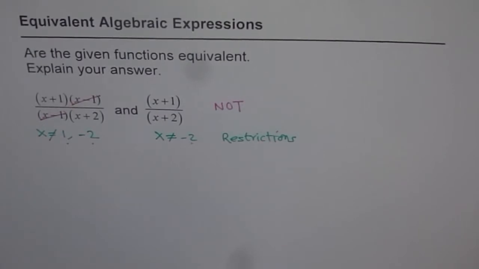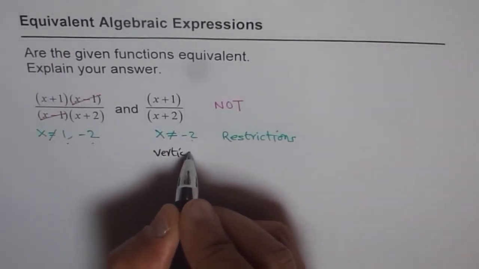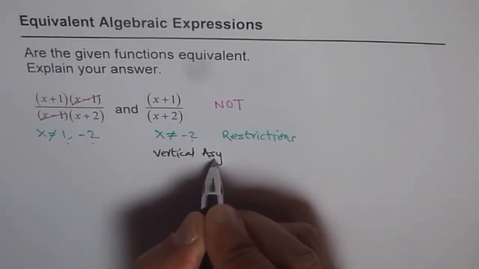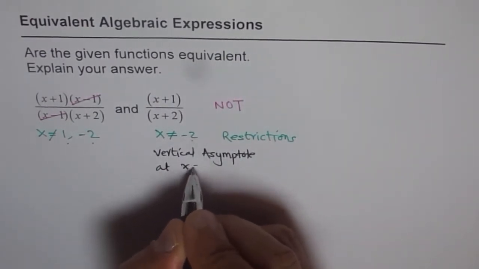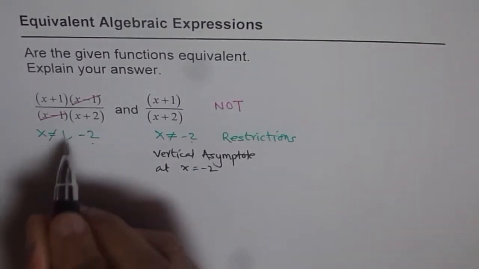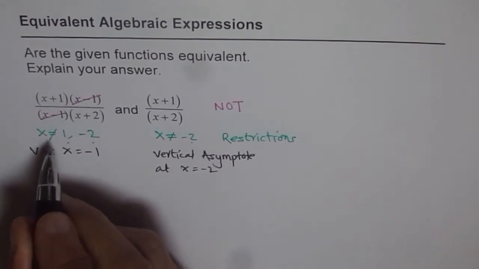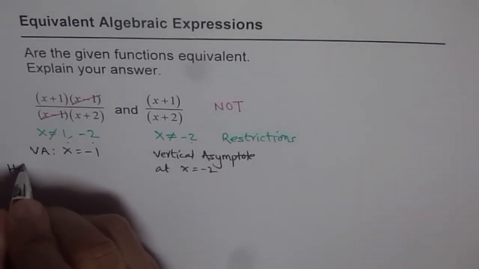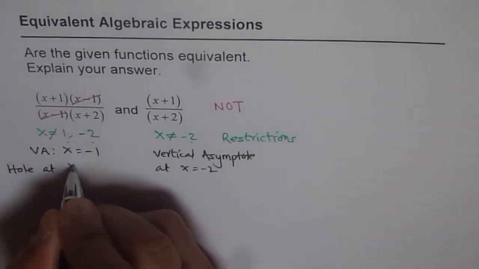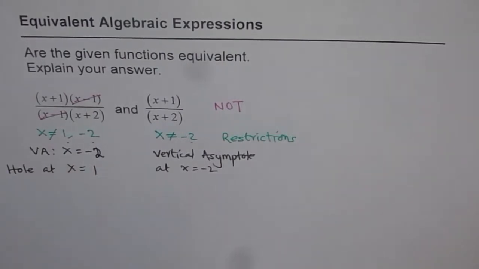Second, what will these restrictions lead to? So here we have a vertical asymptote at x equals to minus 2. What about this place? We do have a vertical asymptote at x equals to minus 2. How about at x equals to 1? We have a hole at x equals to 1. I mean vertical asymptote of minus 2, I wrote 1, right?